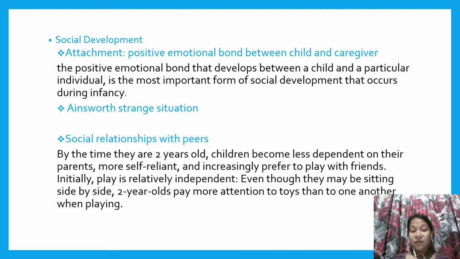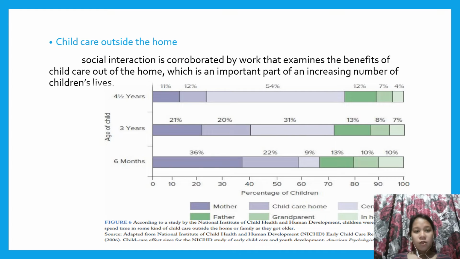Next, the social development. They have attachment, the positive emotional bond between the child and caregiver, Ainsworth's strange situation, and social relationships with peers. Child care outside the home is also part of social development, because social interaction is supported by the work of some benefits of child care outside the home, which is an important part of it.